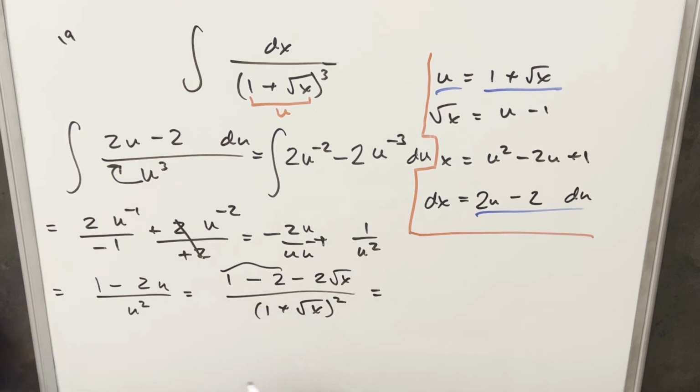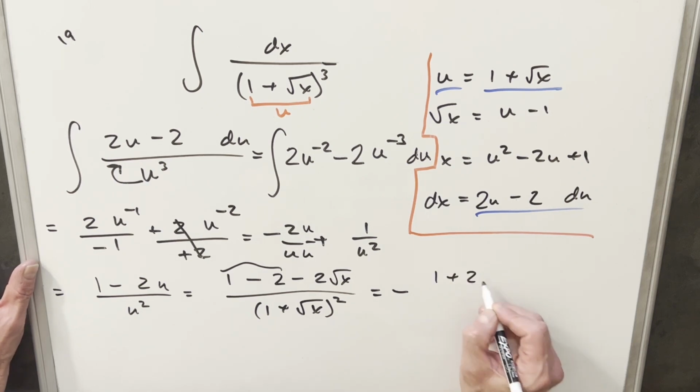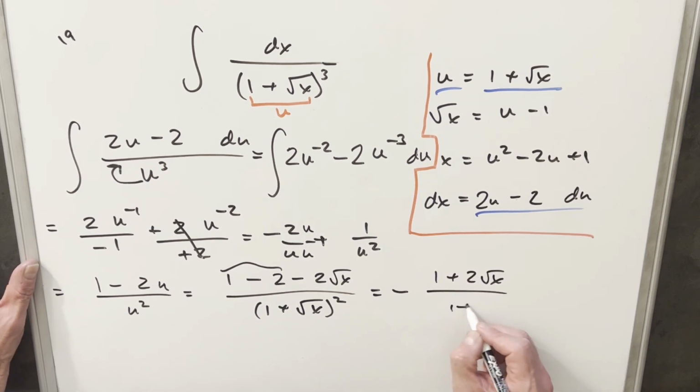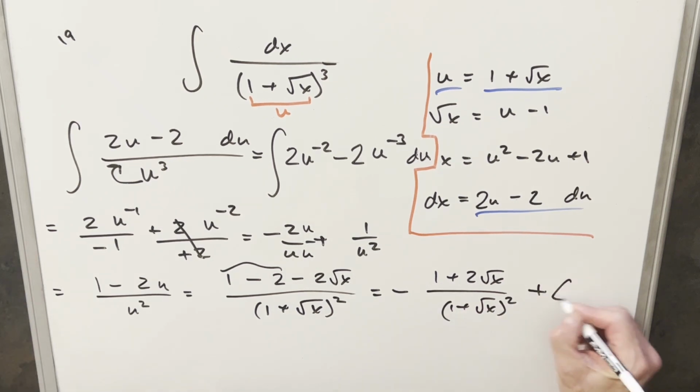So 1 minus 2, I can write that as minus 1. What I'm going to do is factor a minus out front, and then I can write this as 1 plus 2 square root of x over 1 plus square root of x squared. Put a plus c on the end, and that's it.